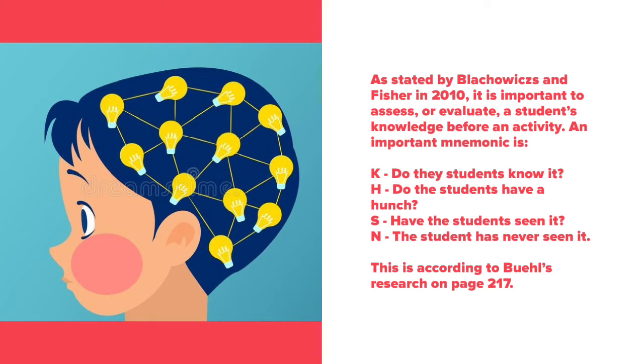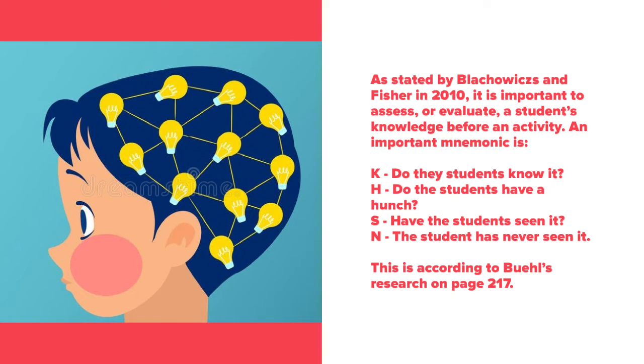As stated by Buell in reference to page 217, this sets up the students' evaluation of whether they know what it means, they have a hunch of what it means, they have seen it but don't know what it means, or have never seen it before today.